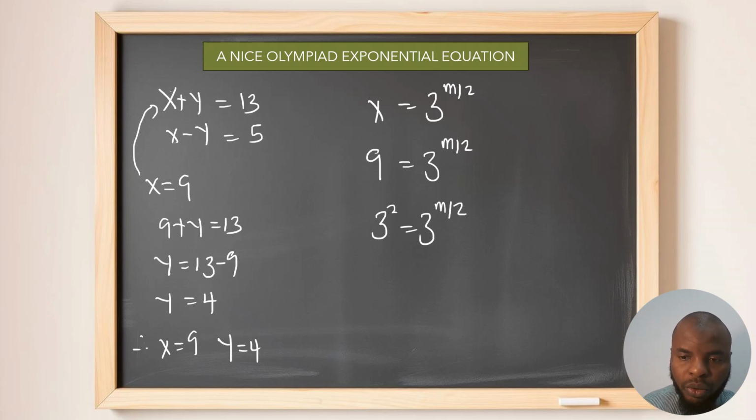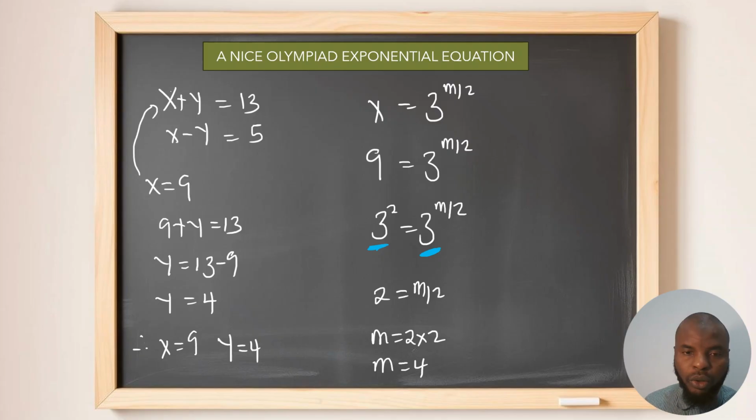And having a very good look at this, you can see that we have the same base. And when you have the same base, you can equate the powers together. So 2 equals m over 2. And here by cross multiplying, you can say that m is 2 times 2, and our m is 4. Our m is 4. So this is what we have here.